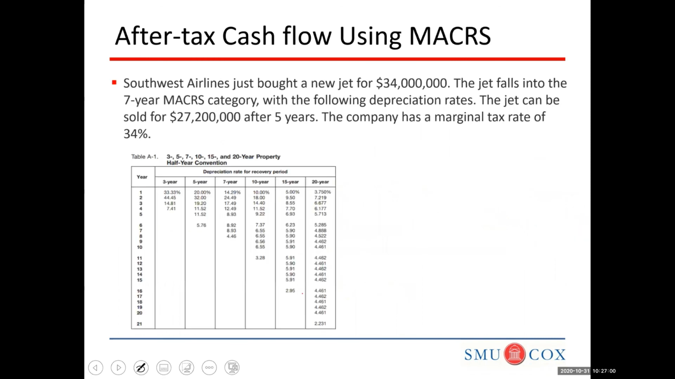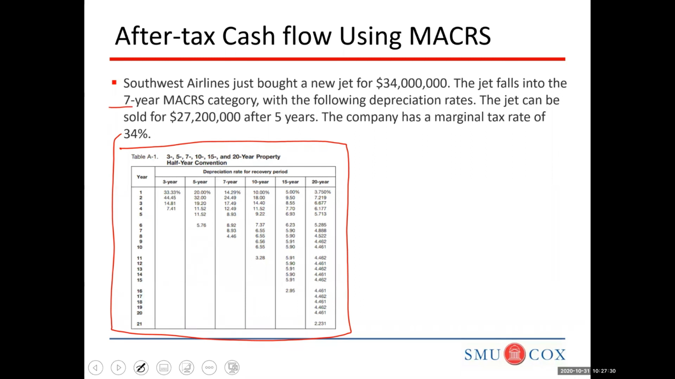Let me move on. We have a couple of small problems, but we don't have much time left, so let's go through it quickly. Southwest Airlines, so this problem is about the modified accelerated cost recovery system. Basically what it does, this table here, is dictated by the IRS. So these depreciation rates are given to us. So we've got 7-year property. So we are in this bucket here in the middle column.